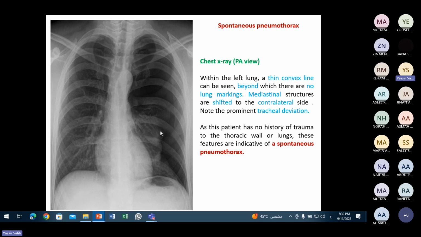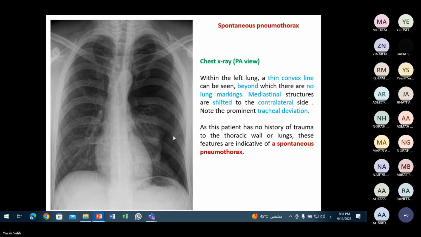What is this? Blood vessels. Yes, where are these blood vessels? Around the heart. In which structure? The mediastinum. Yes. Now, do you see the lung in this area?